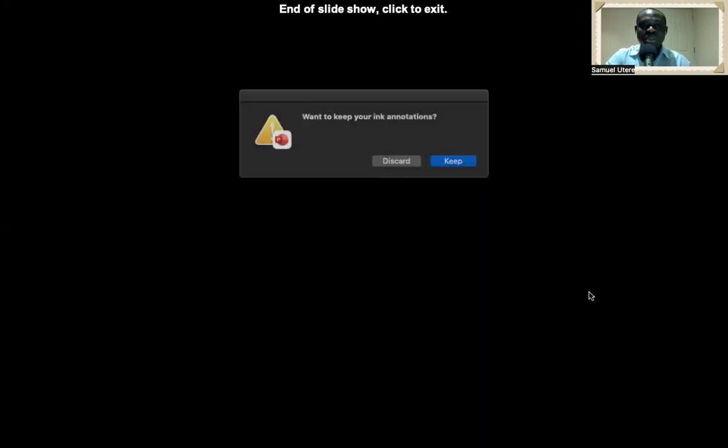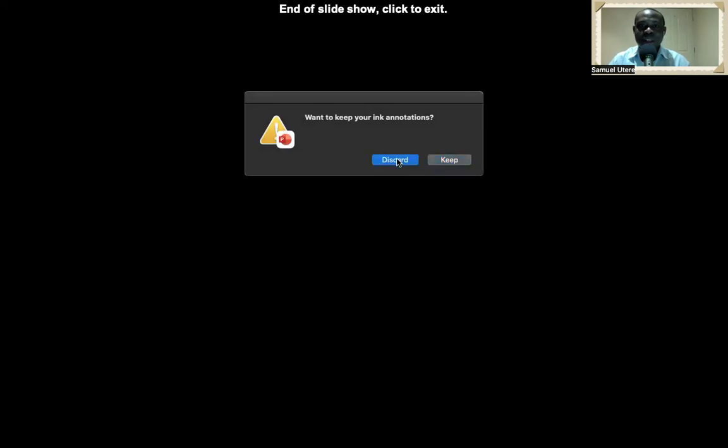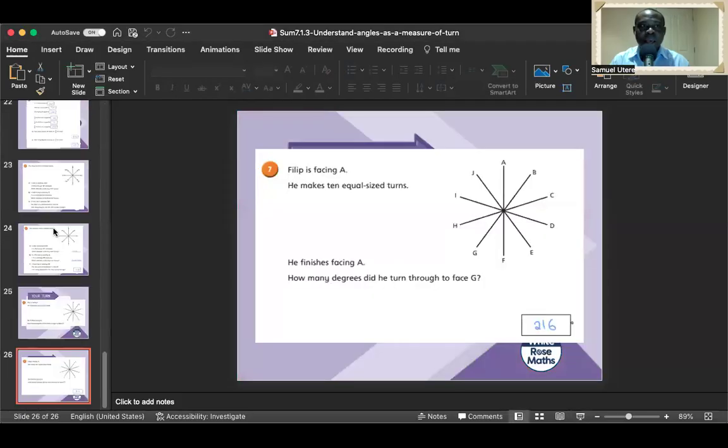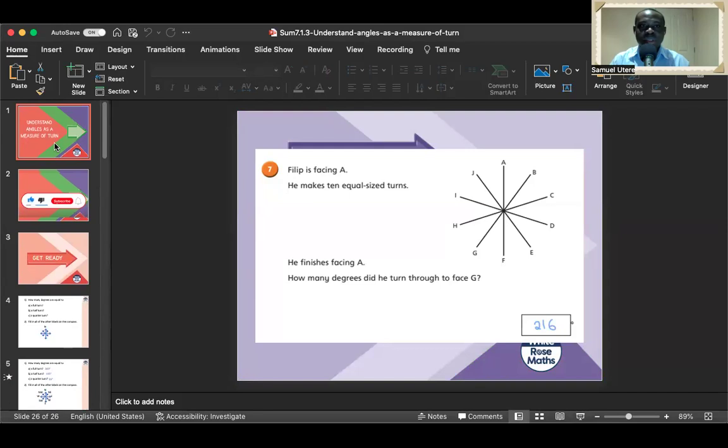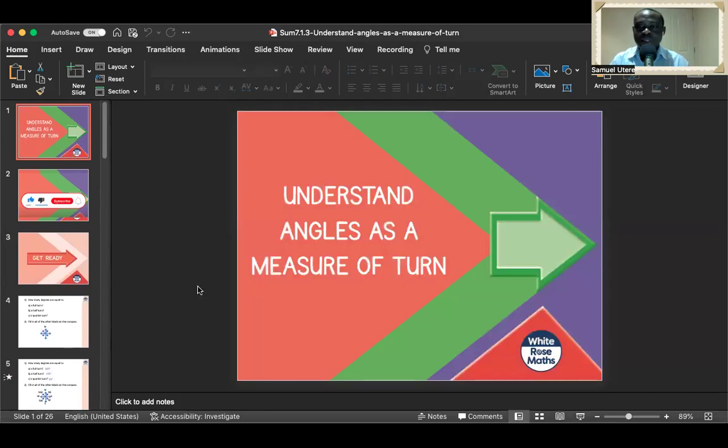And that brings us to the end of our lesson. So really well done for sticking around and for learning about angles as a measure of turn and understanding how we work with the very basic understanding of angles, which will help you in further future lessons, even in year 8, year 9, year 10, and year 11.